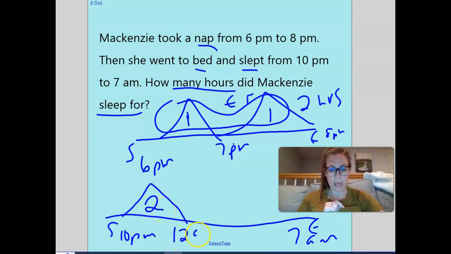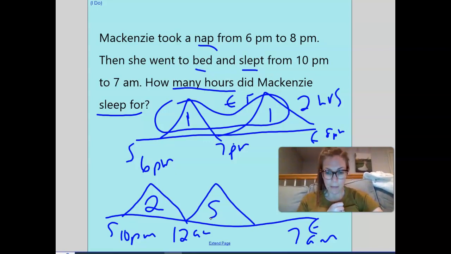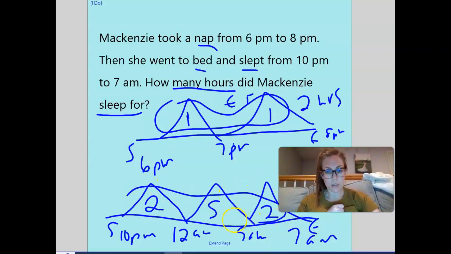So now I'm at 12 a.m. And now at 12 a.m., I could do a 2-hour jump, a 3-hour jump. I'm going to do just a 5-hour jump. So 12 a.m. plus 5, it's not 17 a.m., that would be 5 a.m. And now from that 5 a.m., how long does it take to get to 7 a.m.? 2 more hours. So the second time she slept is 2 plus 5 plus 2.